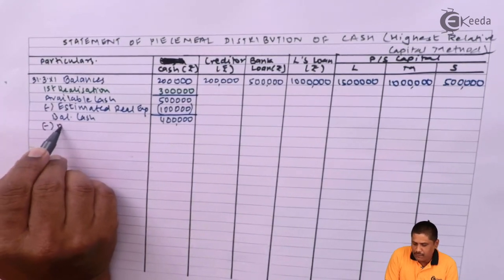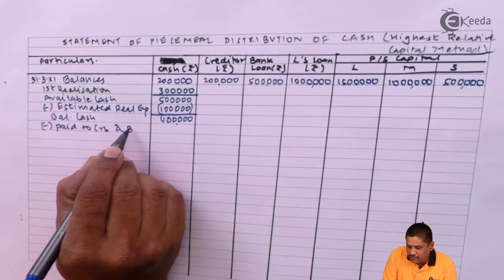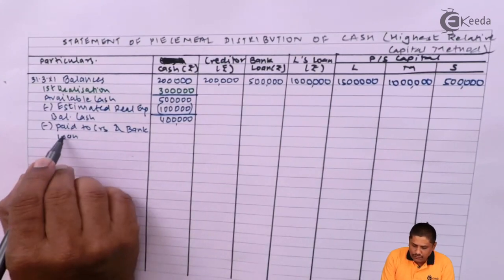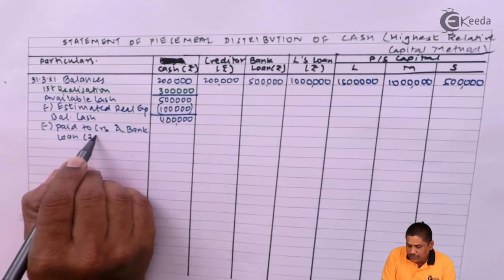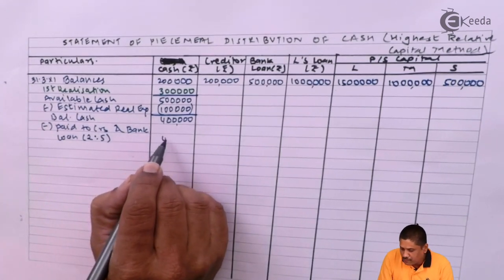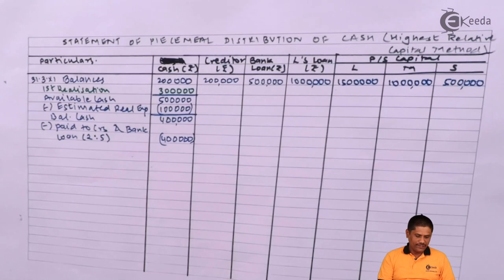So I am saying that paid to creditors and bank loan, it will be paid in the ratio 2:5, which is their claim ratio. So 4 lakhs I will minus from the cash available. Now let us find out the amount to be paid to creditors and amount to be paid to the bank loan. So let us take the calculator and let us try to find out what would be your amount to be paid. Okay, so let's see. 4 lakhs upon 7, that comes to 57,142.85, some odd figure is there.